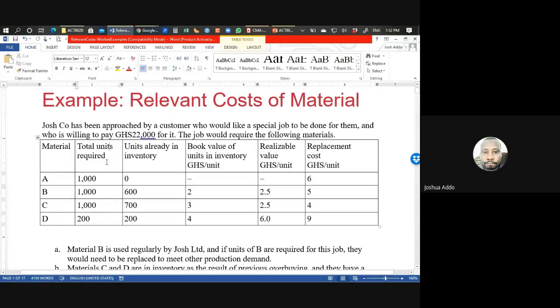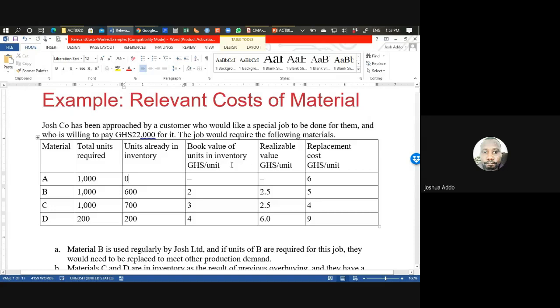Total units required of materials A, B, C, D for the special job: 1,000 material A, 1,000 material B, 1,000 material C, 200 material D. Units already in inventory: 0. There's no stock of material A in the warehouse. For material B, 600 are in inventory. Material C, 700 in inventory. Material D, the whole 200 that we require is already in inventory.